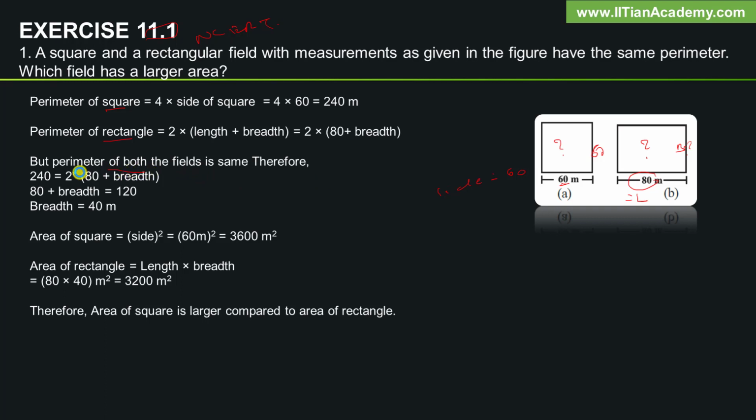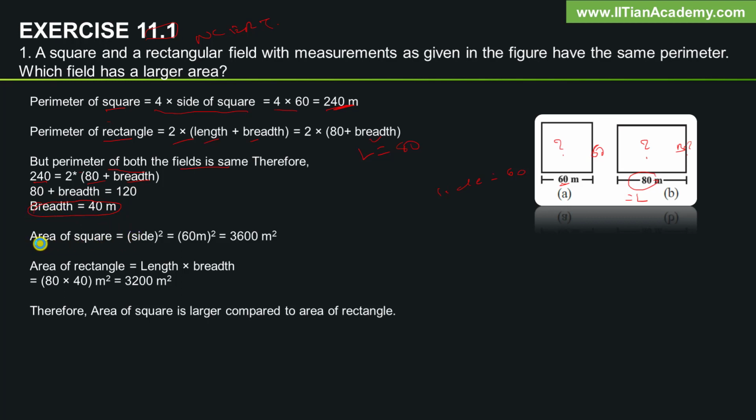Perimeter of square equals 4 into side of square, which equals 4 into 60 equals 240 meter. Now, perimeter of rectangle is 2 into (length plus breadth). Now we have length as 80. Hence, 2 into (80 plus breadth). But perimeter of both the fields is same. Therefore, 240 equals 2 into (80 plus breadth), or breadth equals 40 meter.